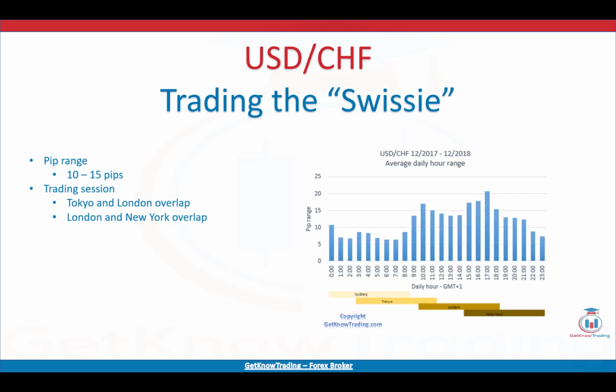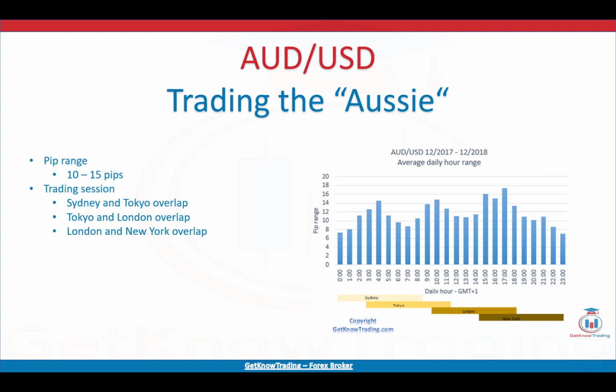USD and Swiss franc is the next on the list, with 10 to 15 pips range. And the best time to trade is during London and a New York trading session. This pair is rarely traded during Asian session, which makes sense because Swiss franc is European currency.